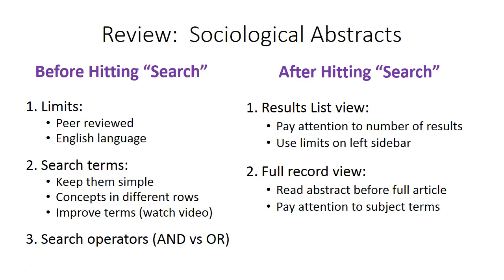So let's review the basic tips for searching in Soc-Abs. Before you hit the search button, set desired limits. Keep your search simple and place different concepts in separate rows. Pay attention to the search operators. After you've done a search, see how many results you received. If your list is too short or too long, you may want to set more limits using the left sidebar, or you may need to improve your search terms or settings.